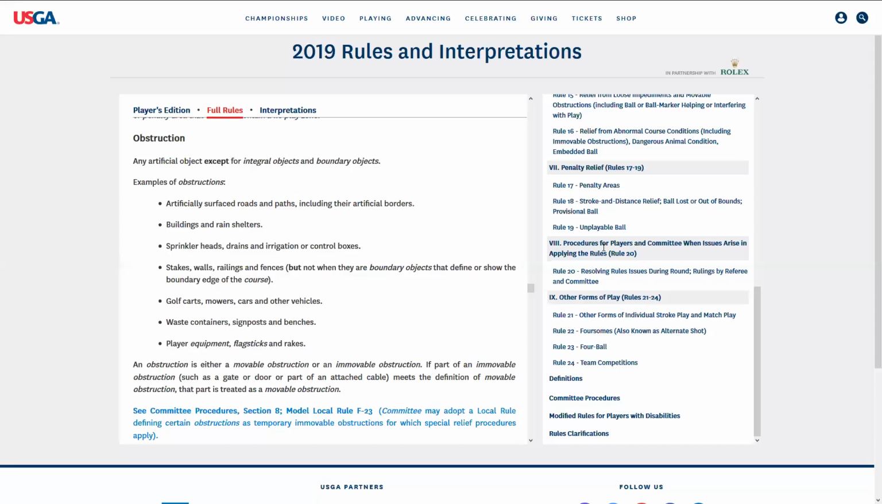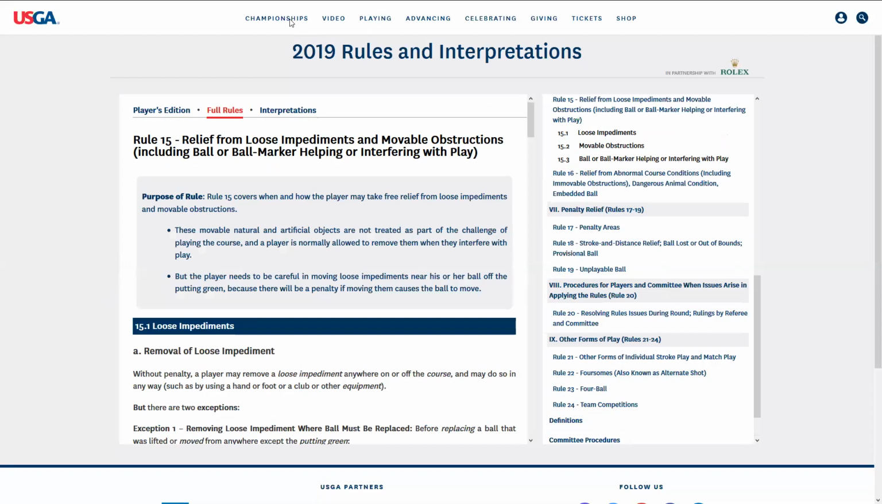All right, so let's look at Rule 15. Purpose of the rule: Rule 15 covers when and how the player may take free relief from loose impediments and movable obstructions. These movable, natural, and artificial objects are not treated as part of the challenge of playing the course. Since they're not part of the challenge of playing the course, it seems logical that you then could move these objects out of the way. And that's, of course, what Rule 15 is going to talk about.